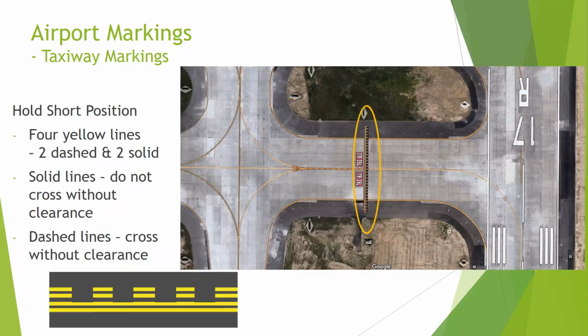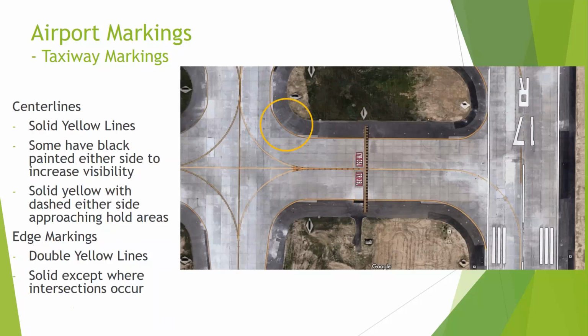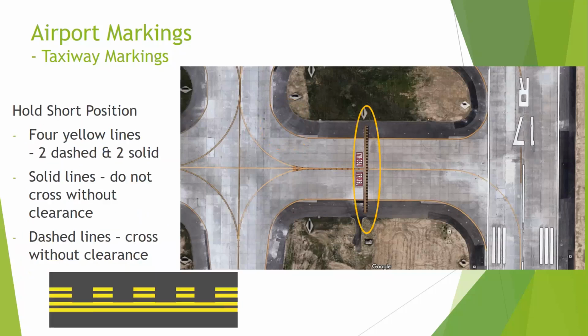The other thing is, as you get to, we have these dash lines on either side, right, that tell us we're getting to a hold short position. When we get to that hold short position, you have this line that's made up of 4 lines. 2 of them are solid, 2 of them are dashed. And that is that hold short position. That is the position, if you're taxiing towards this runway, you do not cross that hold short line until you have permission to enter or cross that runway.